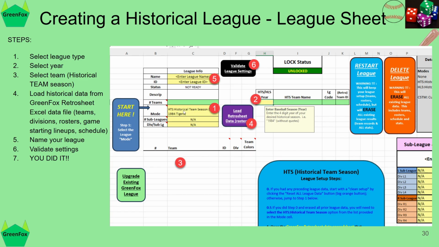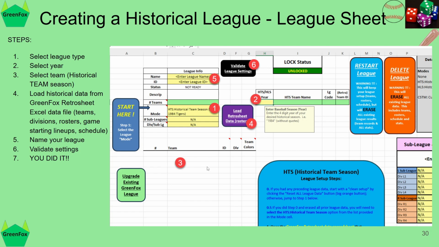This one is choosing a historical team season, like the '84 Tigers. So you pick what kind of league you want, and then it'll prompt you and say, what year do you want? You put the year in here, and once you do that, assuming you already have the right GreenFox retro sheet helper data file, it has to be open. But then it will look in that file and read out and find all the teams and list the teams here. And because it's a historical year, it'll also provide an ID for each team, as well as what division that team is in.